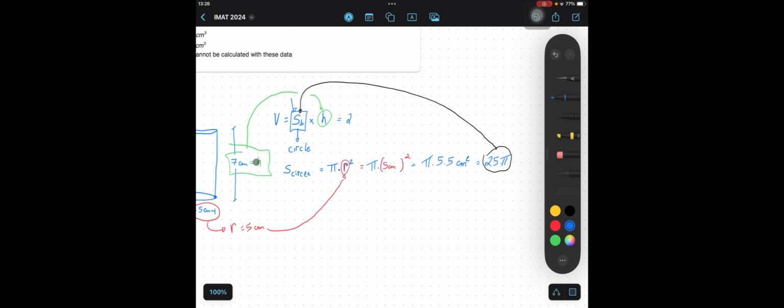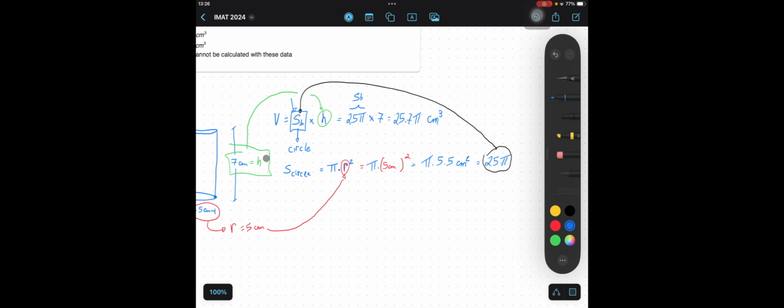So 25 pi here. This is the surface of the base times the height of the cylinder. The height is 7. Okay, so we just put 7 right here. So 7 centimeters here. Everything is in centimeters. So this is 25 times 7 pi. Okay, 25 times 7 pi. And the result is in centimeters, but to the power of 3 because it's a volume.